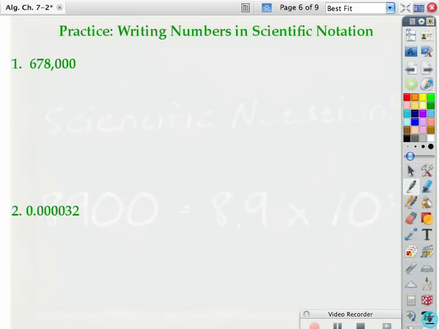So if we were to go ahead and write these numbers that are in standard notation, so this right here is standard.